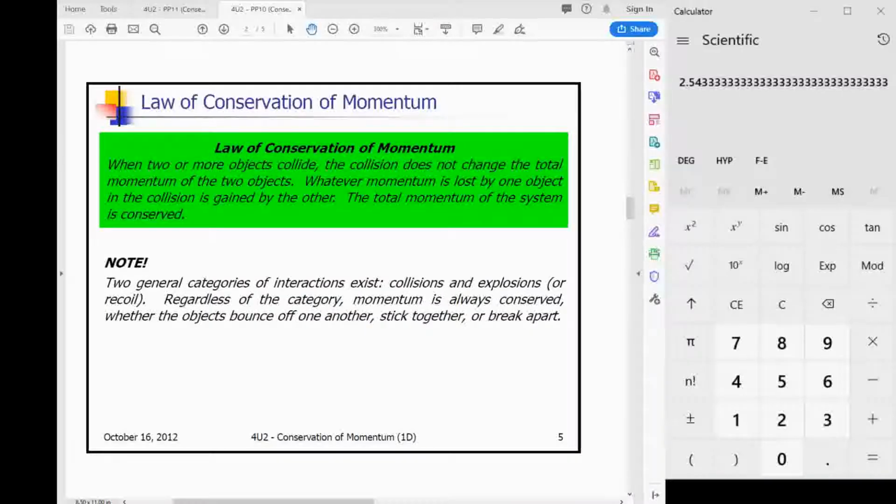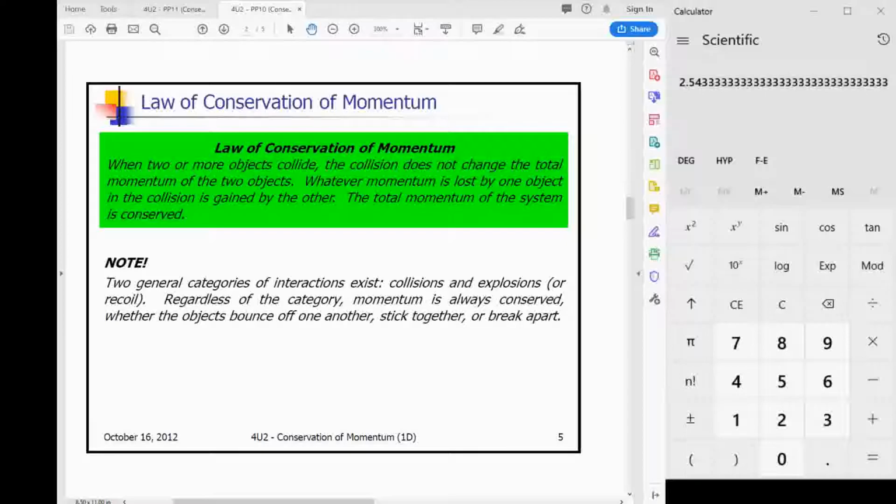So I'd like to copy down what's in green. It says law of conservation of momentum. When 2 or more objects collide, the collision does not change the total momentum of the 2 objects. Whatever momentum is lost by one object in the collision is gained by the other. And the total momentum of the system is conserved.